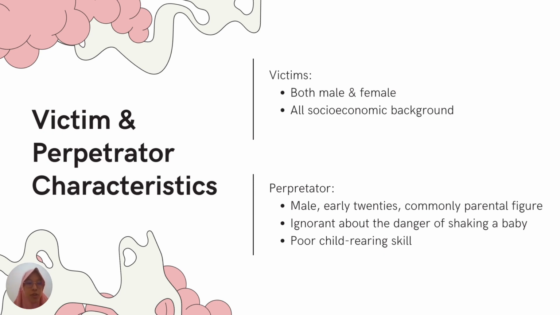And now for the victim and perpetrator characteristics of abusive head trauma. The victims tend to come from both genders, male and female, and are also represented in all socioeconomic backgrounds. Meanwhile, the perpetrators are usually male in their early 20s and commonly a parental figure, and they are usually ignorant about the danger of shaking a baby.